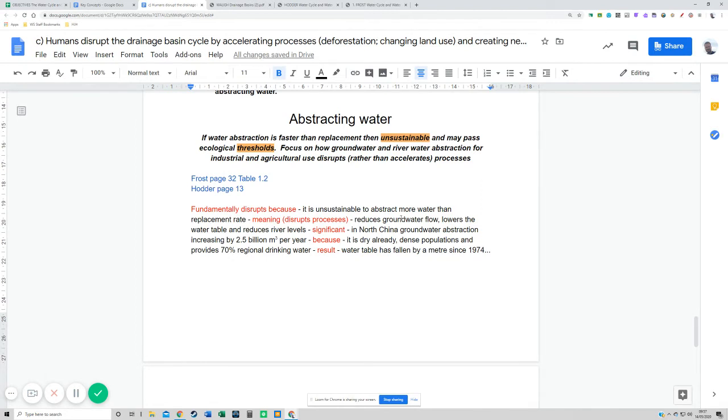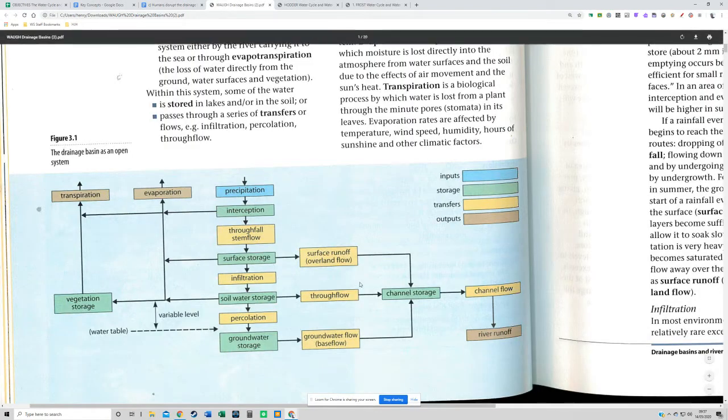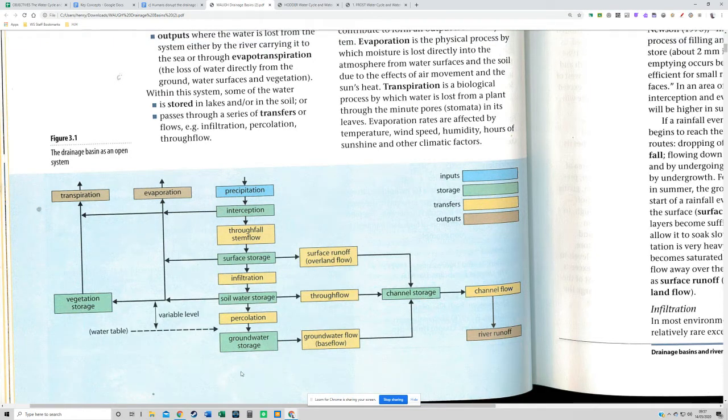Anyway, if you do that, you're going to disrupt processes, which is what we're focusing on here. So it's going to reduce groundwater flow. So if we go back to our diagram of the hydrocycle, we're talking about this groundwater or base flow down here. If you keep taking water out of groundwater, eventually the level of groundwater will drop. If you imagine underground, well, not always deep underground, but underground, the zone of saturated bedrock and soil, depending on how deep you go, that is groundwater storage. And what I mean by saturated is all the air spaces have gone.